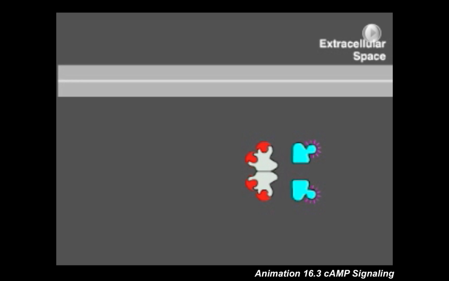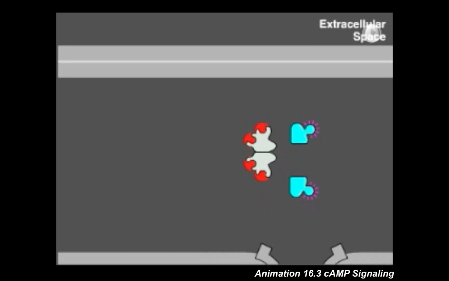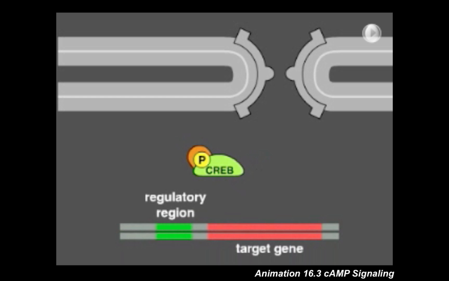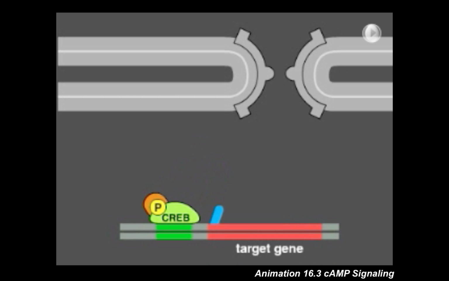In some endocrine cells, for example, the activated PKA catalytic subunits enter the nucleus, where they phosphorylate a transcription factor called CREB. Phosphorylated CREB then recruits a CREB binding protein. This complex activates transcription after binding to specific regulatory regions that are present in the promoters of appropriate target genes.